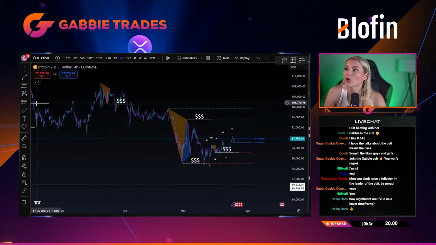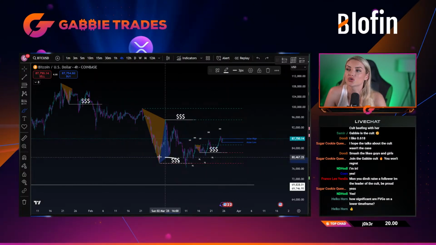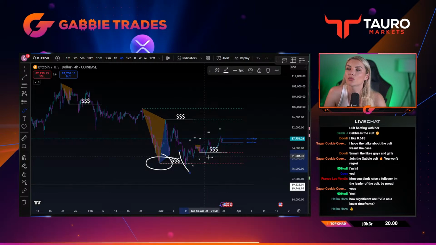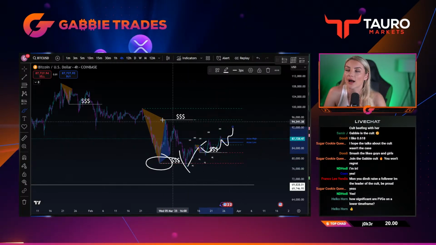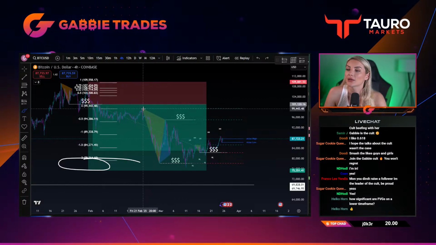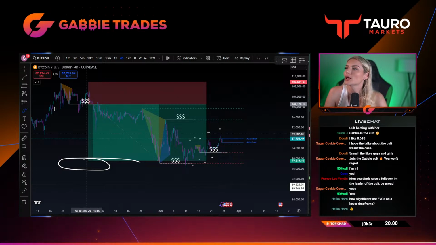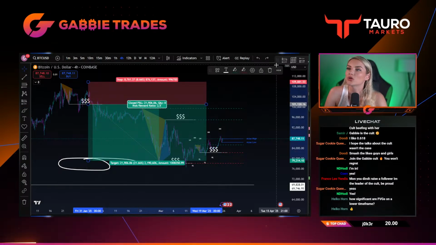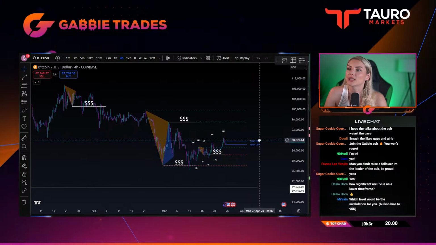Now you've taken profits, and guess what? Price starts reversing right now. You're seeing that you took the double liquidity here with that move. So now price is reversing and is slowly grinding its way up to take the 95K. So you're done with that trade. What are we doing here from now on?